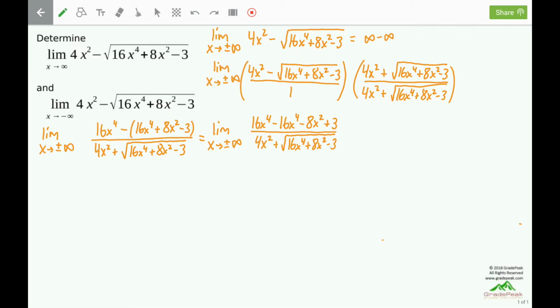In the numerator, we can combine together like terms, the 16x to the 4 and the negative 16x to the 4 can cancel. Left over in the numerator is a negative 8x squared plus 3 over the denominator of 4x squared plus the square root 16x to the 4th plus 8x squared minus 3.